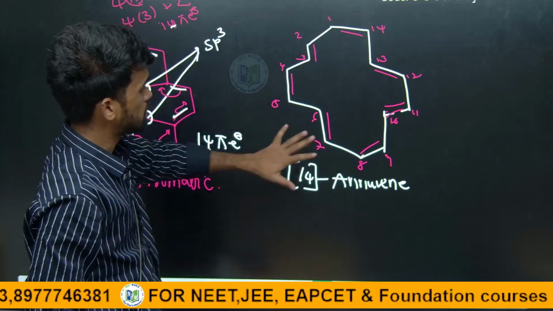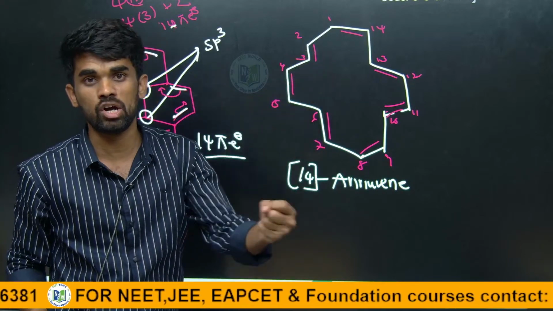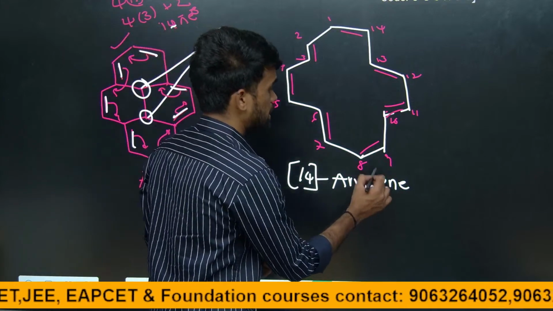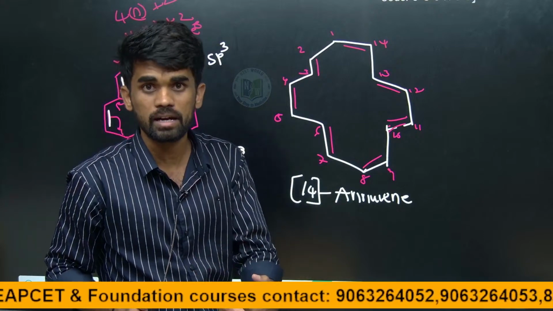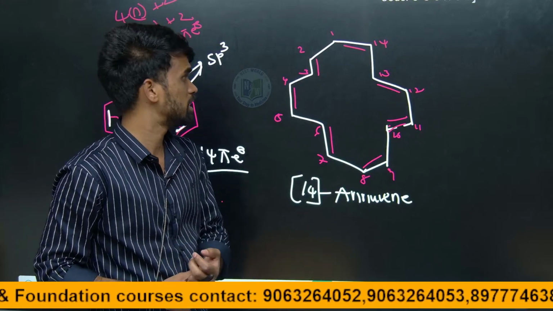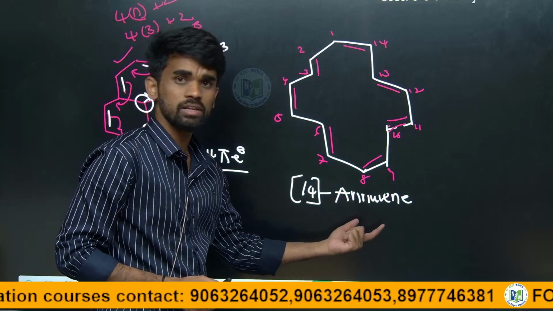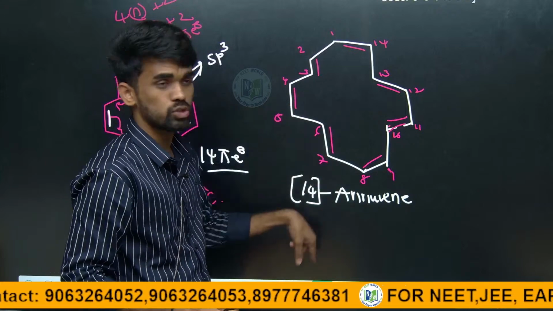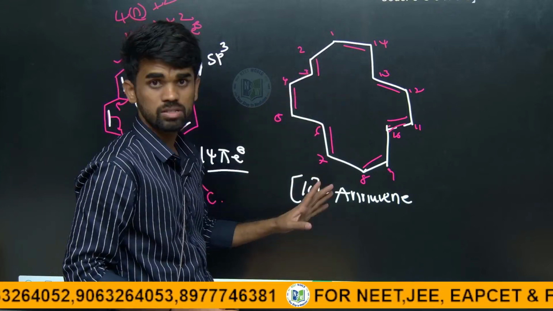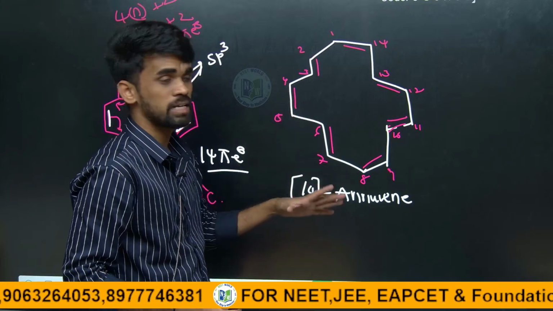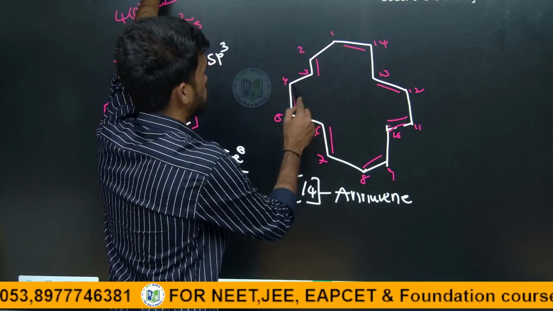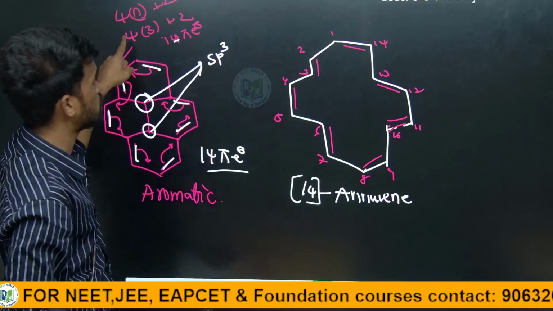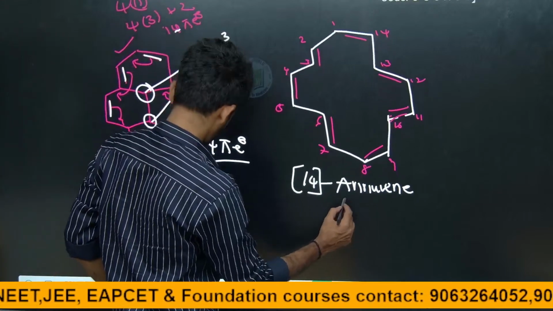Now, is this 14 annulene aromatic or not? They will ask like this: is 14 annulene aromatic or not? Is 18 annulene aromatic or not? These kinds of questions we will generally see in the exam. When they say annulene, make as many carbons as the number they say, with conjugated double bonds, and check whether it is aromatic or not. Now it has 1, 2, 3, 4, 5, 6, 7 double bonds, so 14 pi-electrons are there.